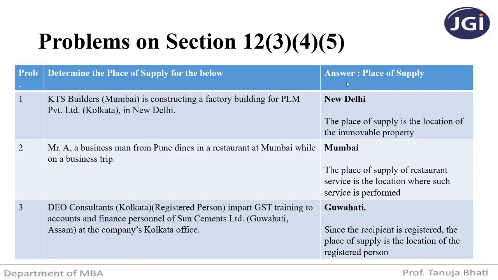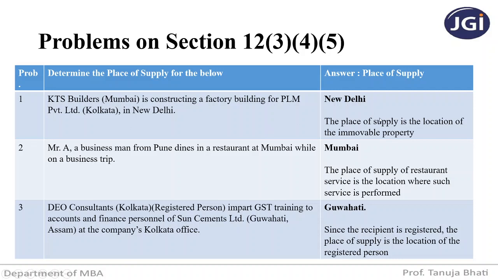So let us see the answer. Place of supply is New Delhi. The place of supply is the location of the immovable property. So it is constructing a factory building in New Delhi. So that's the reason the place of supply is New Delhi.